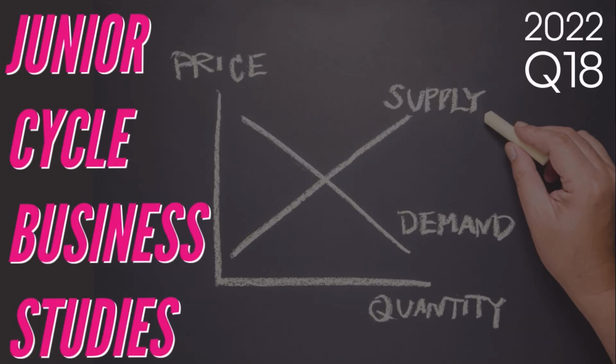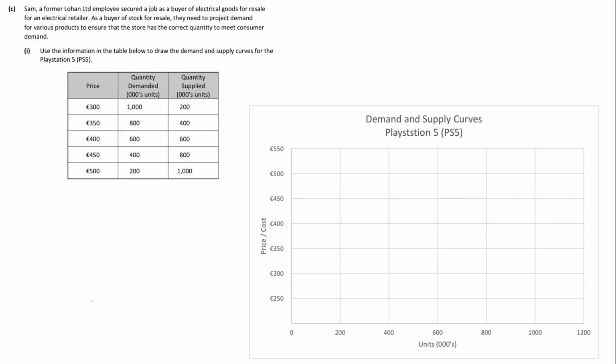In this video, we're going to take a look at the supply and demand charts of the 2022 exam, and it came in question 18, which is a long question, so it was a part of a long question. Okay, so it reads, Sam, a former Lowen Limited employee, secured a job as a buyer of electrical goods for resale for an electrical retailer.